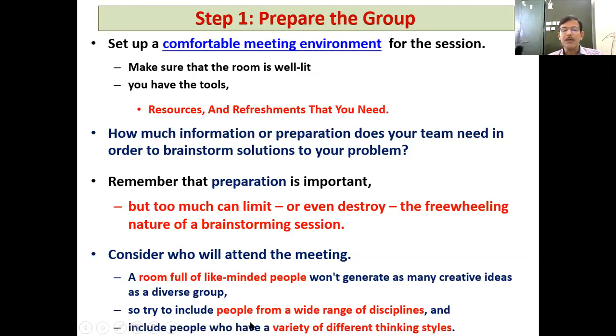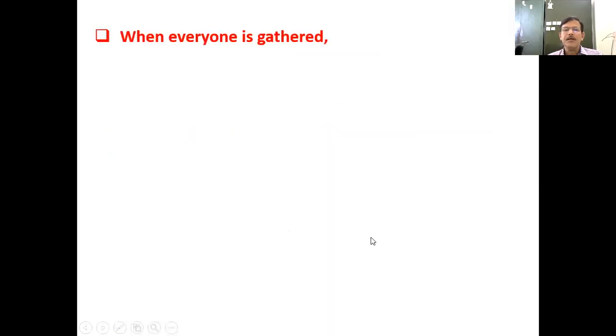Lastly, include people who have a variety of different thinking styles. Invite people who are very creative in nature. That will pave the way for a greater number of very dynamic and feasible ideas. So this is step one, preparing the group.